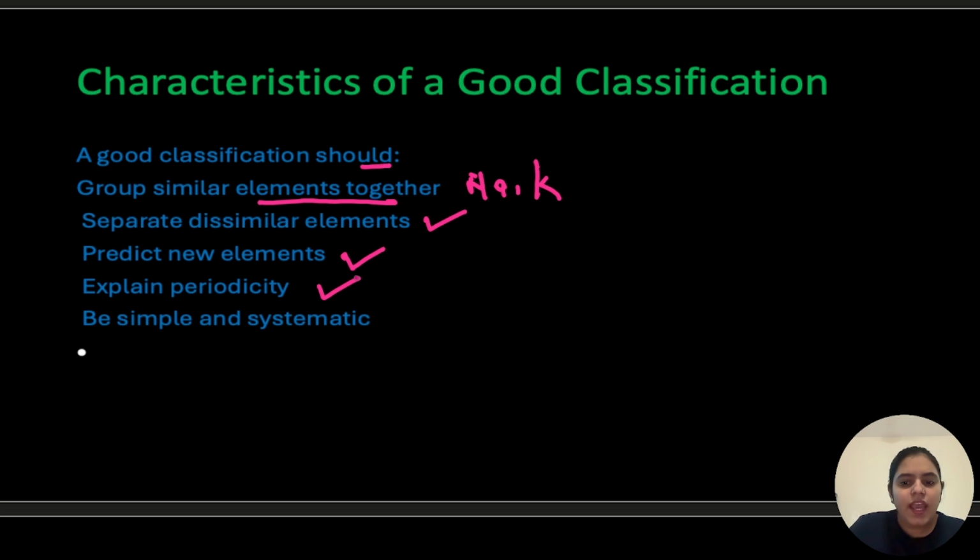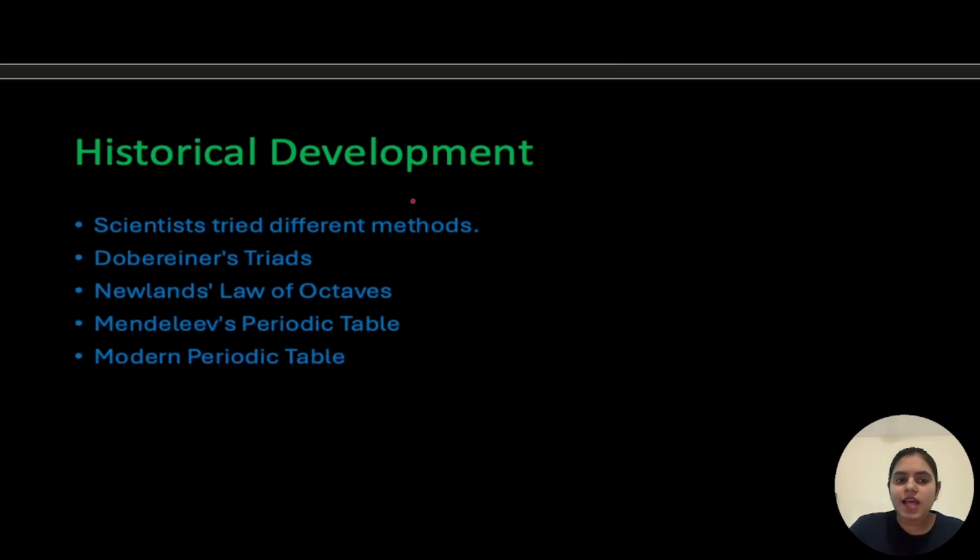Fourth, it should explain periodicity. That means similar properties should repeat at regular intervals. And the classification should be simple and systematic and logical so that everyone can understand and remember it easily. So remember this, a good classification doesn't just arrange elements, it helps us understand and even predict their behavior. Next slide is historical development of the periodic table.